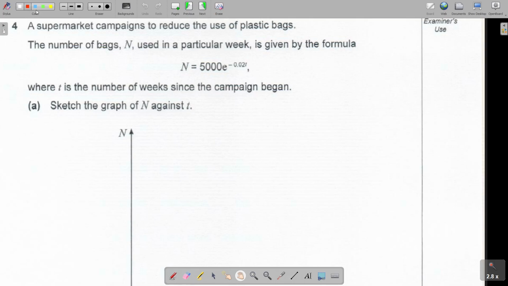Okay, so just a few basic things. Don't forget, this is actually y, and this is representing x, which is now N and t. Also, don't forget, t represents the weeks. So if you want to see how many bags there were in the beginning, you can say N equals 5,000 e to the power -0.02 times 0. Then you get 5,000 e to the power of 0, which is 1, which is 5,000. That was the amount of bags in the beginning.